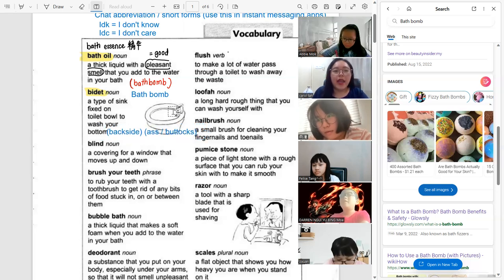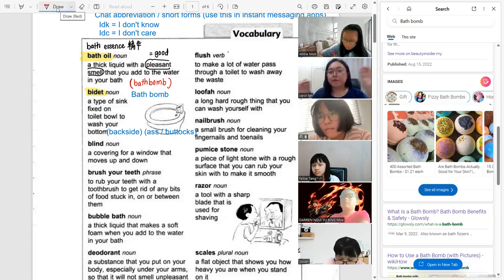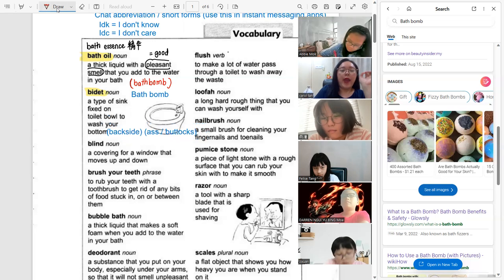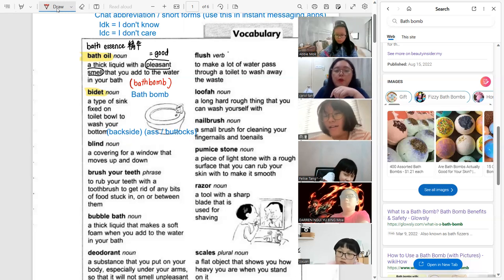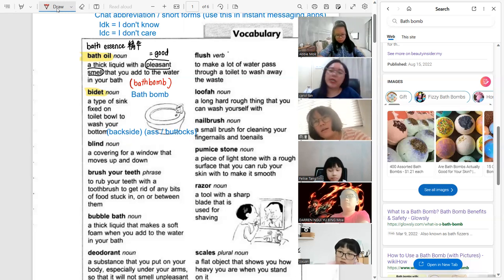Bidet could also be long, and you hang it on the wall. Actually, you can have the bidet that hangs on the wall also. Understand? This one is a special lesson that I gave you, so you have to print it out. It's not in your book.